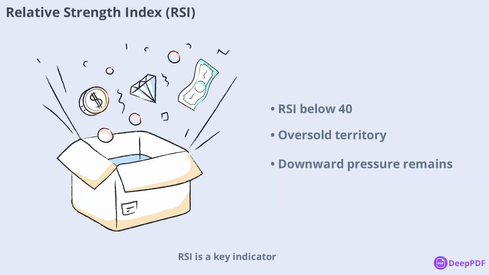RSI is a key indicator for identifying overbought or oversold conditions. THMO's RSI values are all below 40, with the 14-day RSI at 34.64. This places the stock in the oversold territory but not at extreme levels. The RSI momentum is negative, indicating that the downward pressure is still present and there's no immediate sign of reversal.